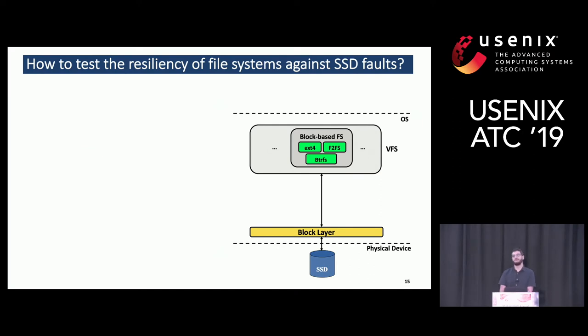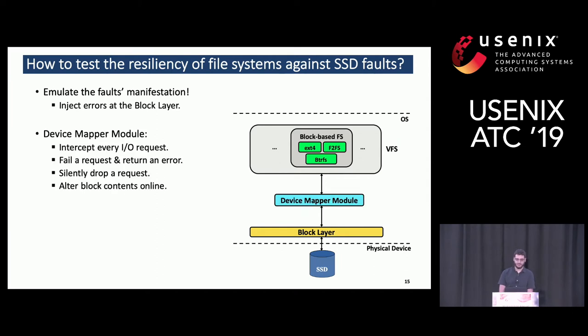So, considering that the SSD itself cannot be modified, and also that we prefer not to modify the source code of file systems, we had to come up with a different way to test the resiliency of file systems against the different SSD faults. An important observation that we made was that all these things look exactly the same at the block layer. For this reason, we decided to emulate the fault manifestation by injecting errors at the block layer.